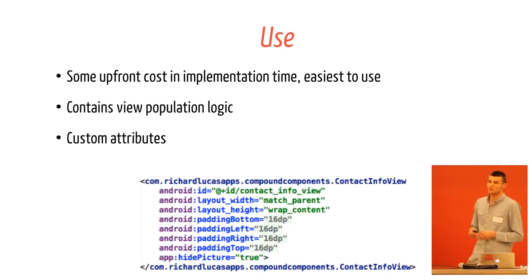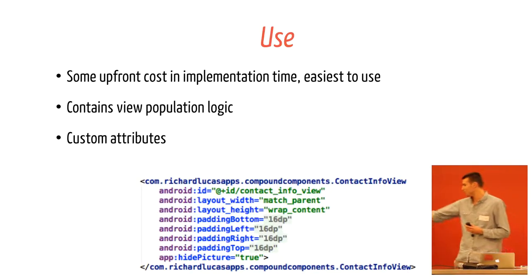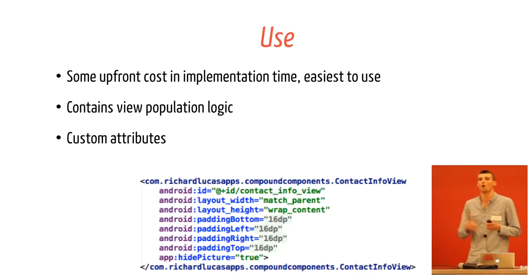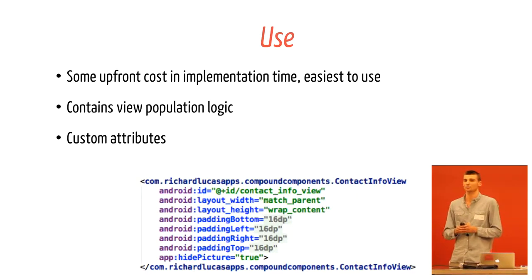So using this, there's definitely some cost compared to just a simple include tag, but it pays dividends down the road because anytime you use it, you get the population logic, and it's also very easy without the overhead of a fragment. And as you can see right here, we're actually referencing the contact info view directly, so it's a fully qualified view. We're not referencing an arbitrary layout with some name, underscore, whatever. It's very clear to the developer what they're using. This is a contact info view.